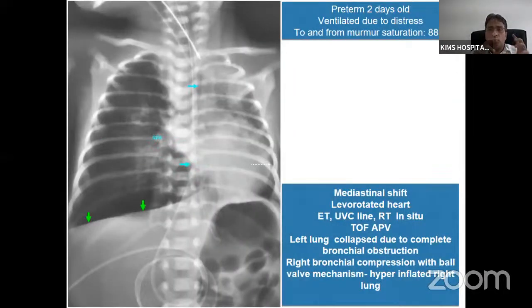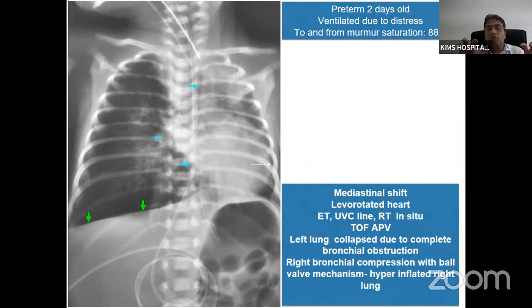So this is a preterm, 2 days old, ventilated due to distress, with a to-and-fro murmur and saturation of 88%. You see there is a mediastinal shift, liver rotated, heart rotated, left lung collapse due to complete bronchial obstruction, and right bronchial obstruction has happened, and that is causing a ball-valve mechanism.